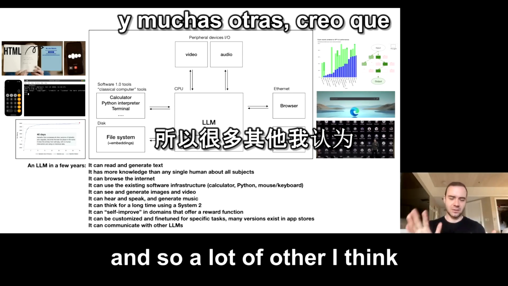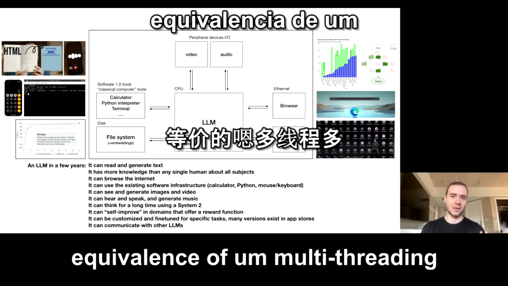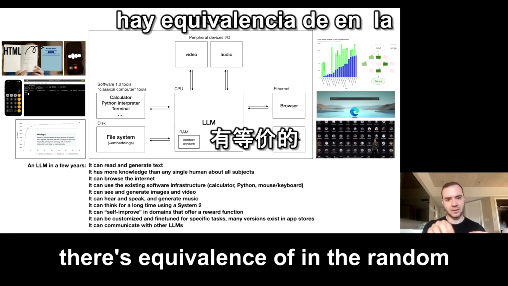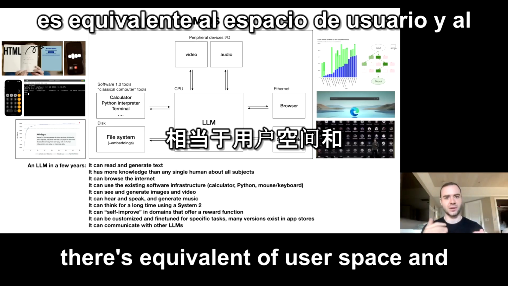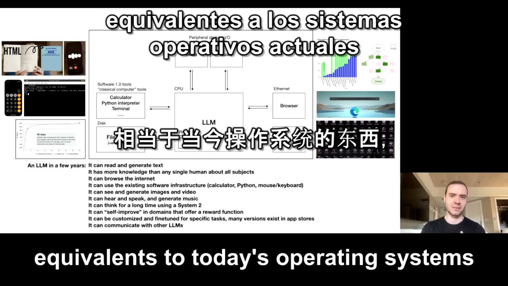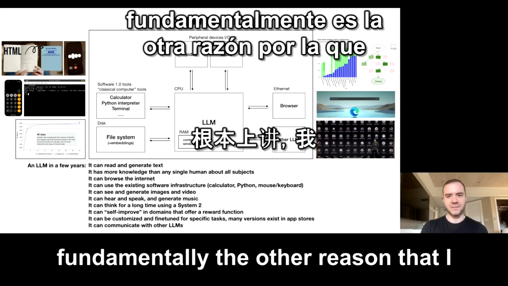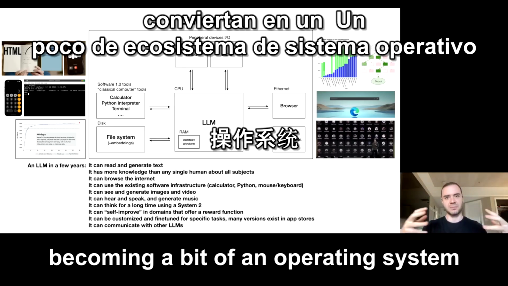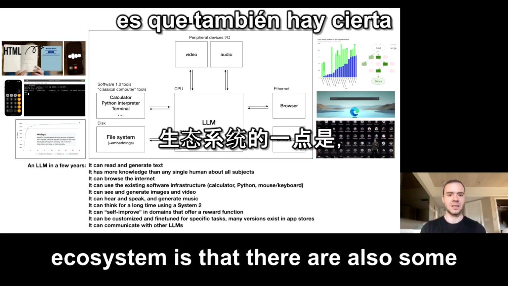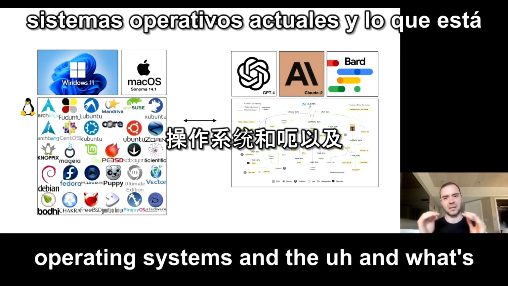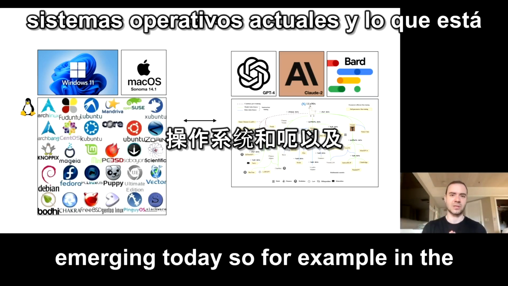And so a lot of other, I think, connections also exist. I think there's equivalence of multi-threading, multiprocessing, speculative execution. There's equivalence of, in the random access memory in the context window, there's equivalence of user space and kernel space, and a lot of other equivalents to today's operating systems that I didn't fully cover. But fundamentally, the other reason that I really like this analogy of LLMs kind of becoming a bit of an operating system ecosystem is that there are also some equivalents, I think, between the current operating systems and what's emerging today.